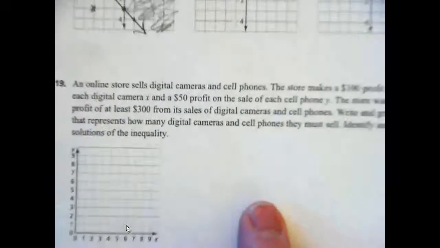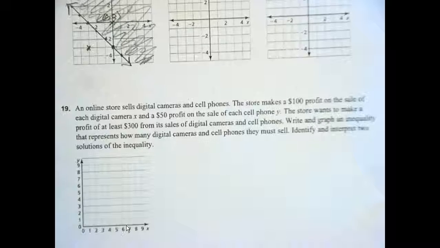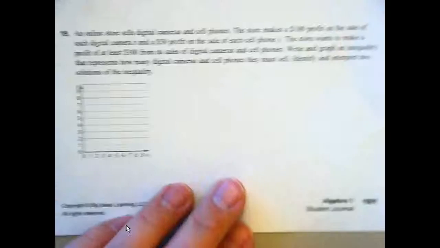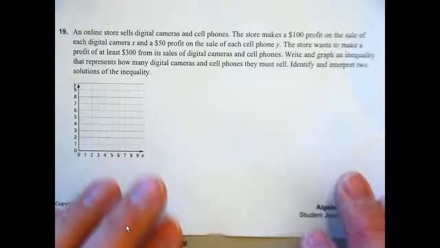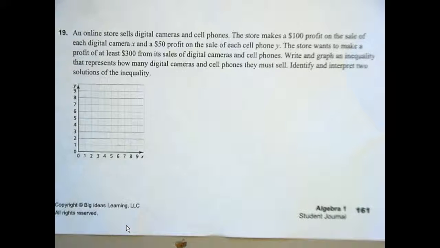Last problem you have to do is number 19 with your groupies, and then I will hand out today's assignment. Number 19. Online store sells digital cameras and cell phones. Store makes a $100 profit on the sale of each digital camera, x, $50 for each cell phone, y. Want to make at least a $300 profit from the sales of both? Graph the inequality. Identify and interpret two solutions. Piece we sometimes forget. Do your best there.